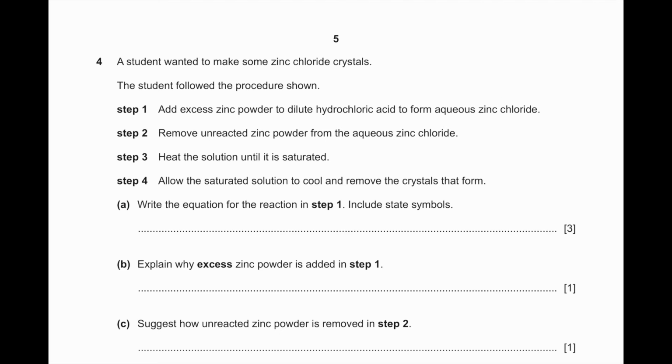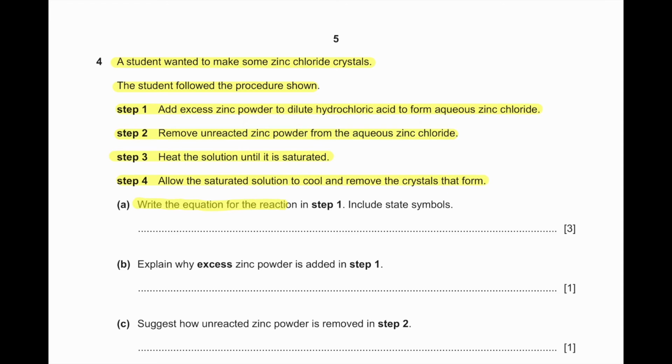Question number 4. A student wanted to make some zinc chloride crystals. The student followed the procedure shown. Step 1. Add excess zinc powder to dilute hydrochloric acid to form aqueous zinc chloride. Step 2. Remove unreacted zinc powder from the aqueous zinc chloride. Step 3. Heat the solution until it is saturated. Step 4. Allow the saturated solution to cool and remove the crystals that form.